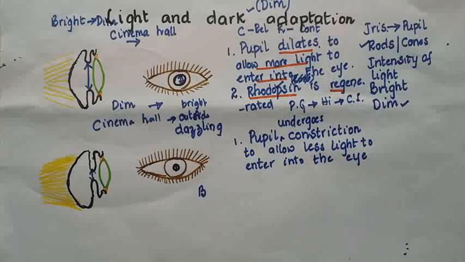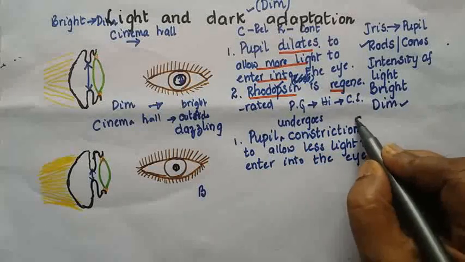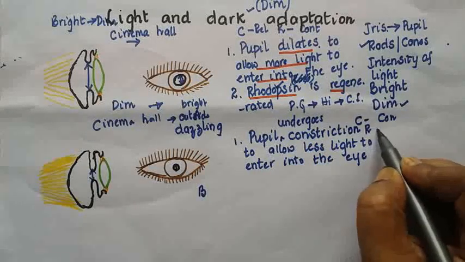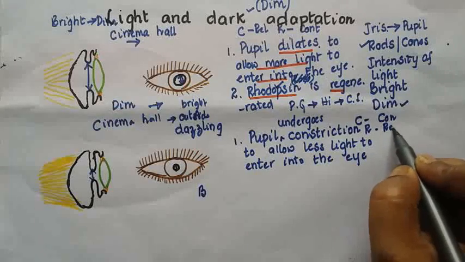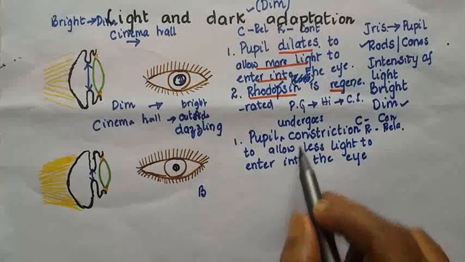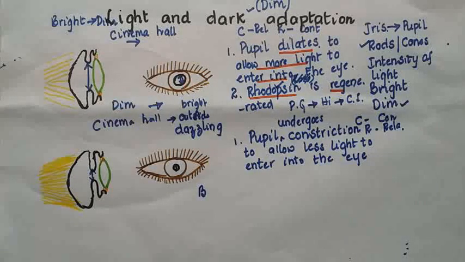In this case, we know that the circular muscles undergo constriction and the radial muscles undergo relaxation, which enable the pupil to undergo constriction or decrease in its size.